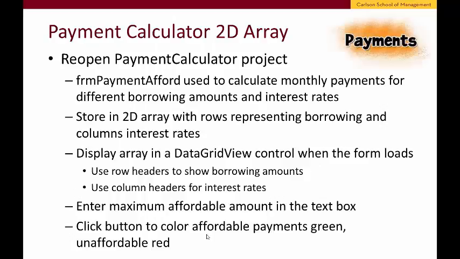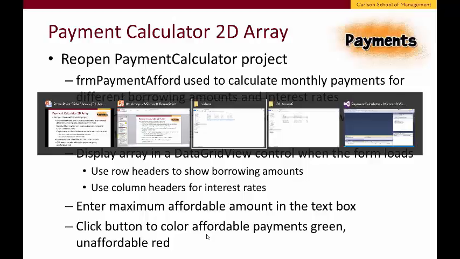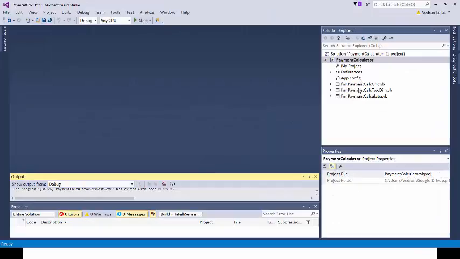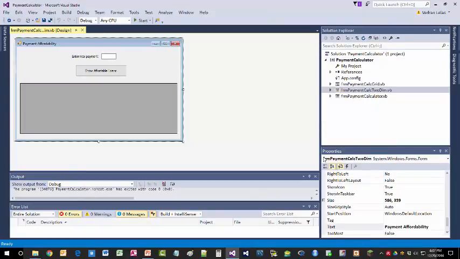So what we'll do, we'll switch to the frmPaymentCalc2Dim form, the third one in our payment calculator project, and you'll notice when you do that, right click View Designer, that it's very similar to the one we had in a previous video. The general idea is that we want to load a grid with monthly payments for different amounts and interest rates on a conventional 30-year mortgage.